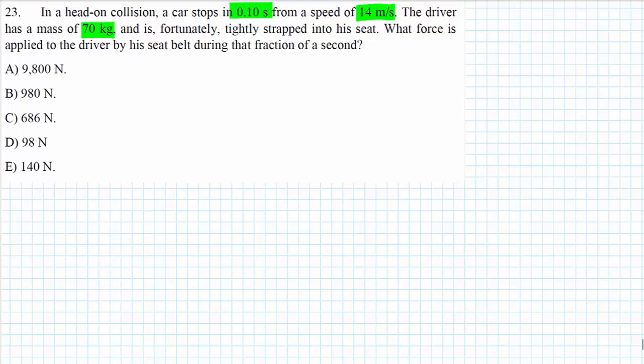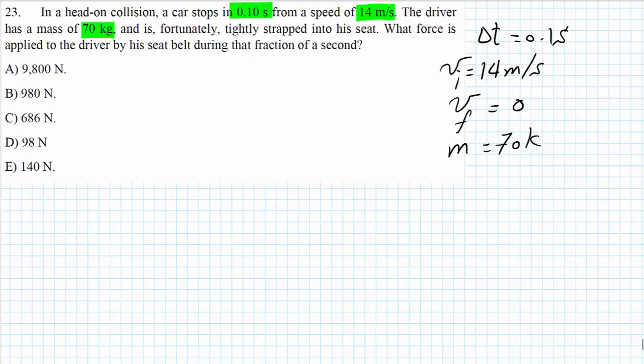So the information here, we have a head-on collision. The time of this collision was 0.1 second. The initial speed of the object was 14 meters per second. That's the initial speed. What about the final speed? The final speed is 0 because the car stopped after the collision. The mass of the driver is 70 kilogram, and we need to find the force from the seat belt on the driver. We can solve this problem by two methods.